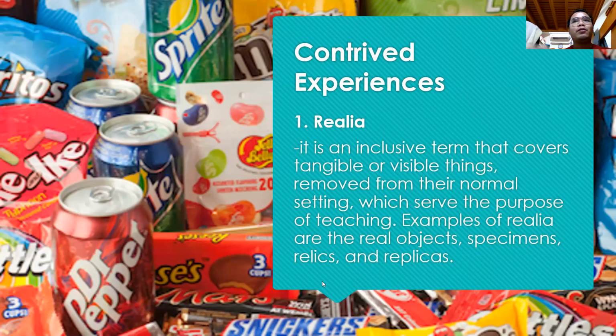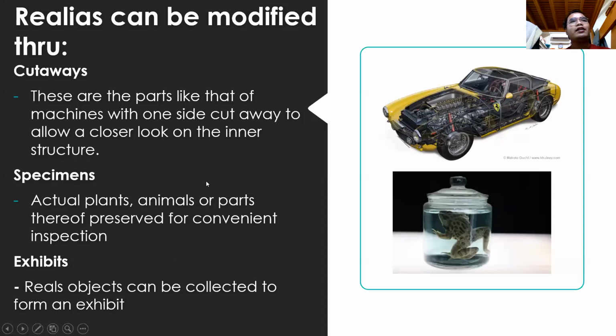Okay? So halimbawa niyan ay ito. Okay? Realias can be modified through cutaways, specimens, or exhibits. So kung nagdala ka ng manok sa classroom, that is a realia. Okay? Nagdala ka ng preserved na manok sa classroom, that is a realia but in a form of a specimen. Okay? In a form of a specimen.